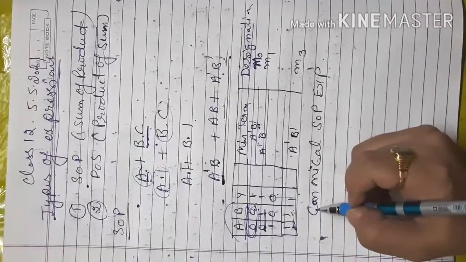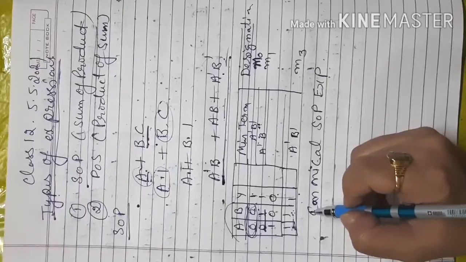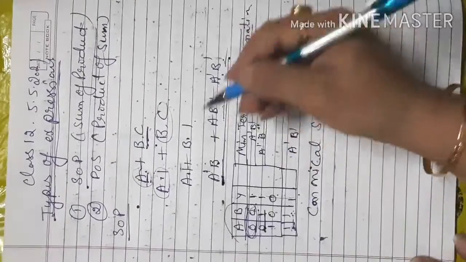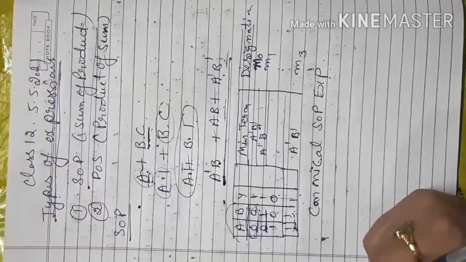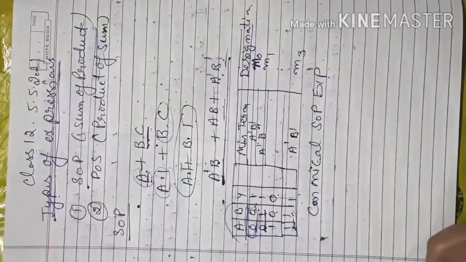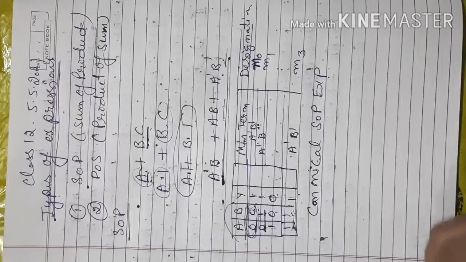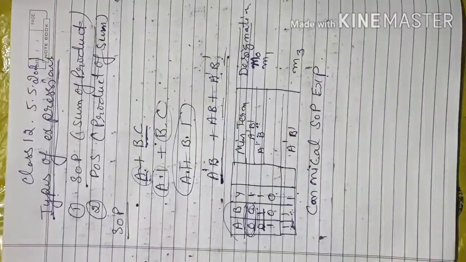Suppose I have one expression given. Suppose I take this expression A or B. I want to convert this expression into SOP form. So that is the conversion into canonical SOP expression.